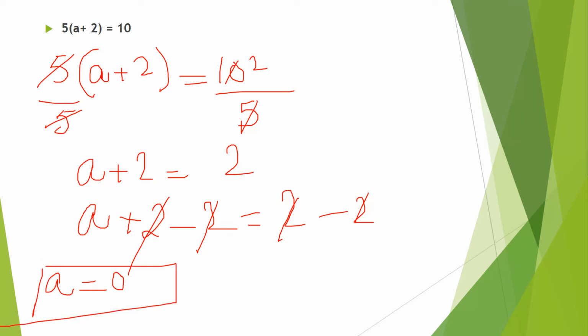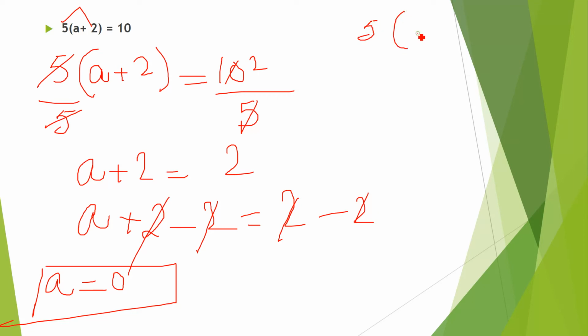If you want to check your answer, whether it is right or wrong, because it is 0, we can do it. Just plug 0 instead of a. So 0 plus 2 is equal to 2, and 2 fives are 10. So 10 equal to 10. It means our answer is right.